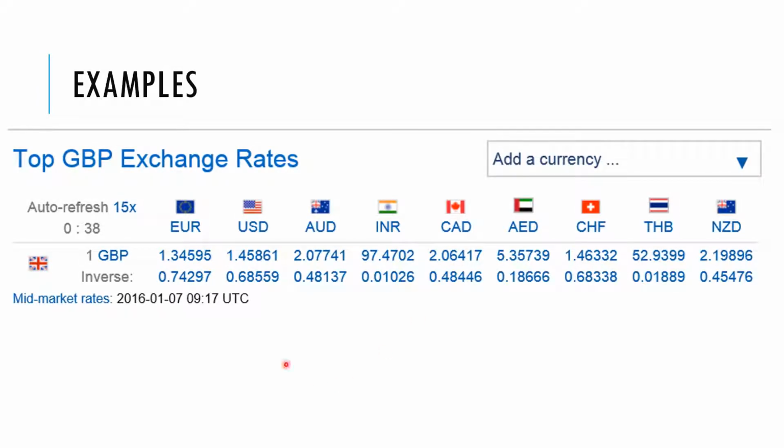Let's look at some more examples from around the world. On this particular date, the price of £1 would be 1.35 euros, or 1.46 American dollars, or 2 Aussie dollars, or 97 rupees, or Canadian dollars, and so on. So it's the price of one currency in terms of other currencies around the world. These are exchange rates.